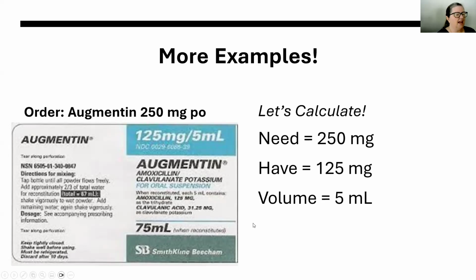Plug that in. Here's what we get. 250 divided by 125, that's 2, times 5 is 10. So this particular patient would need to take 10 mLs, or 2 teaspoons, however you want to look at it, of medication for this order.